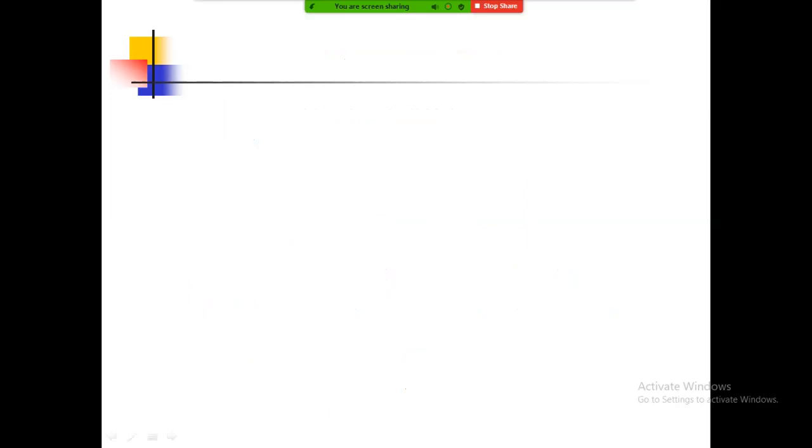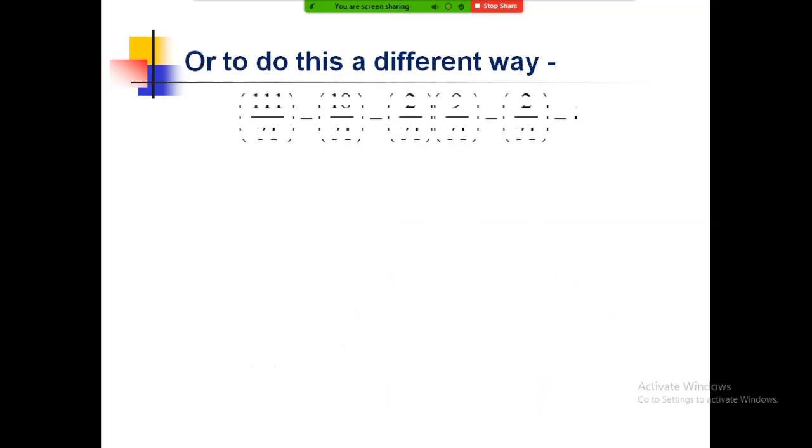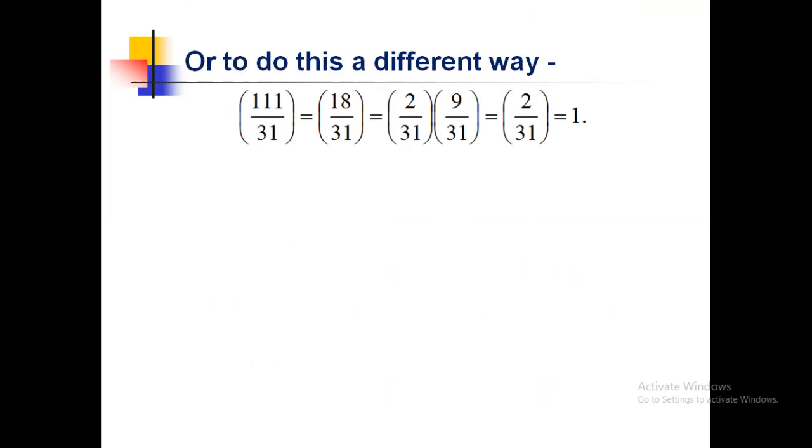So now we have (-1/3) times (3/31) times (2/31), which is equal to (31/3) times 1, that is (1/3), equal to 1. This is how we find the answer for (111/31). Alternatively, we can write 111 as 18 mod 31, and (18/31) is (2/31) times (9/31), since 2 times 9 is 18, which is equal to 1. We can check the answer: 7 squared equals 49, which is congruent to 18 mod 31.